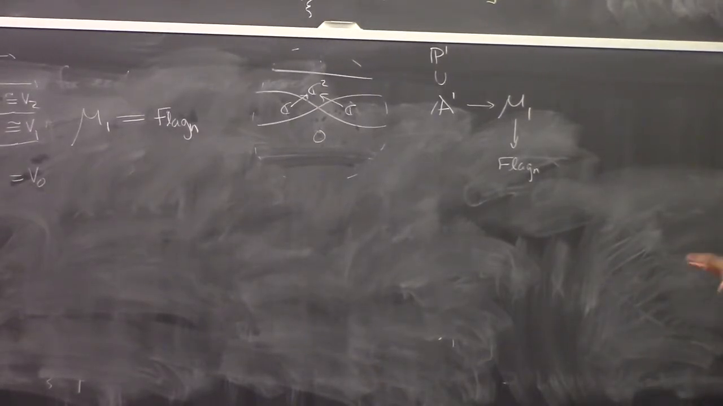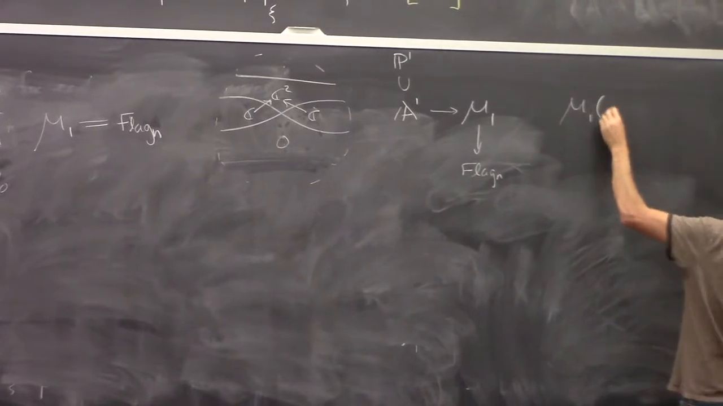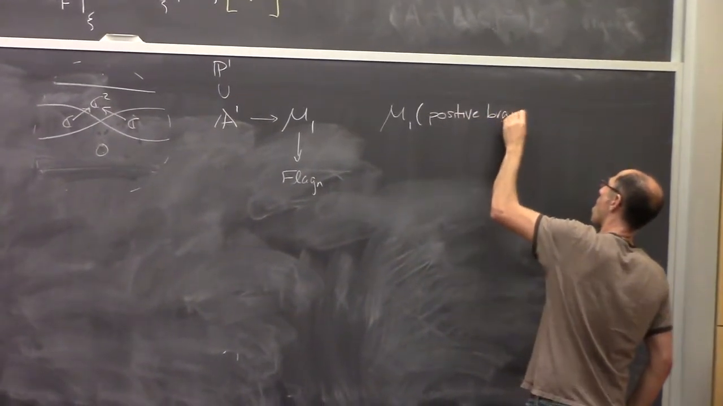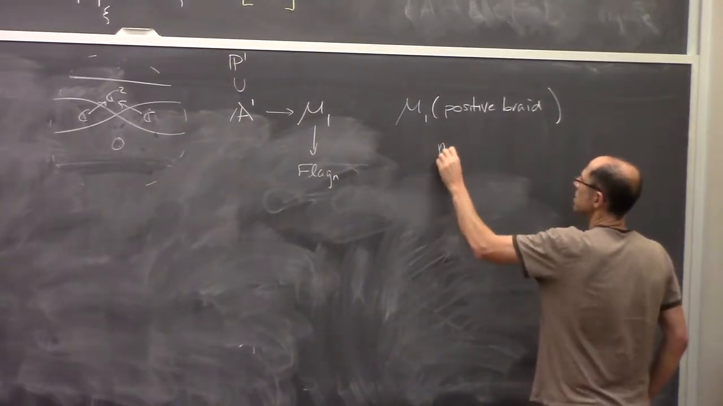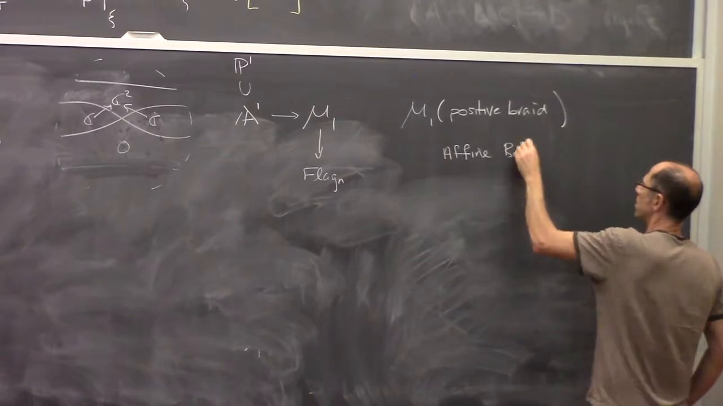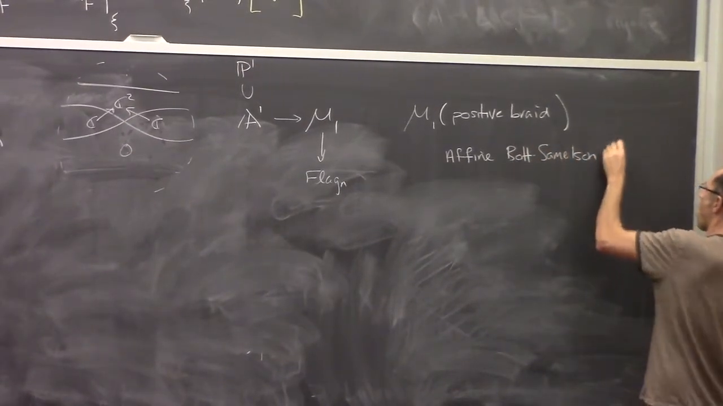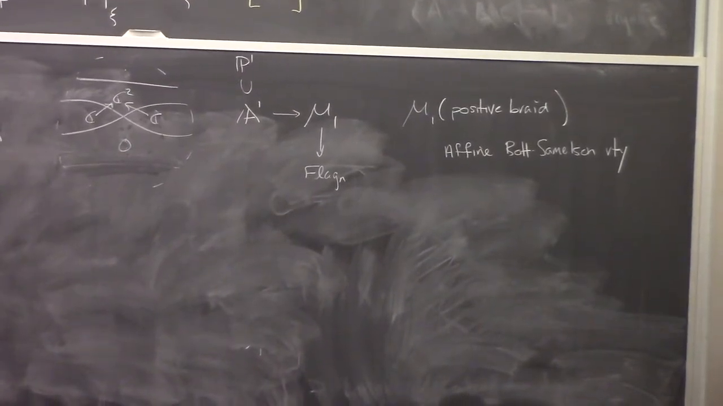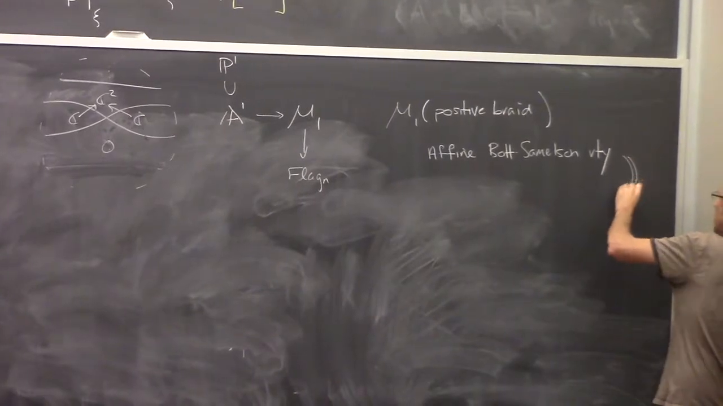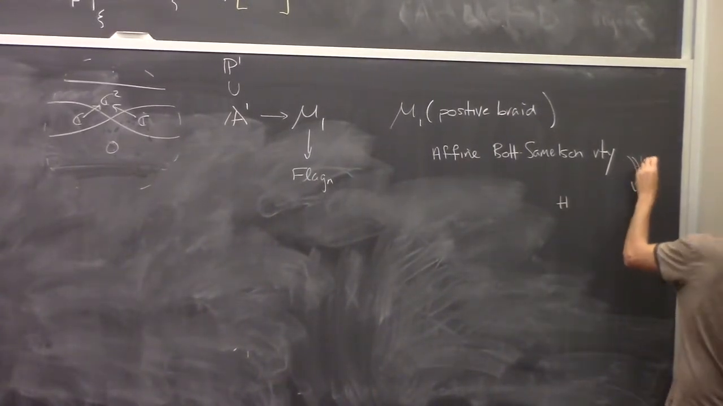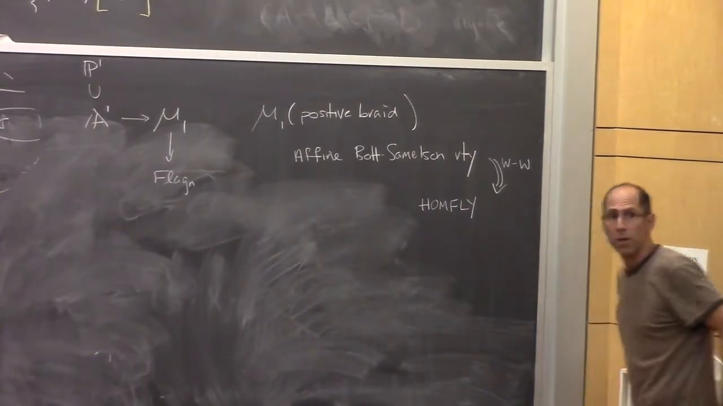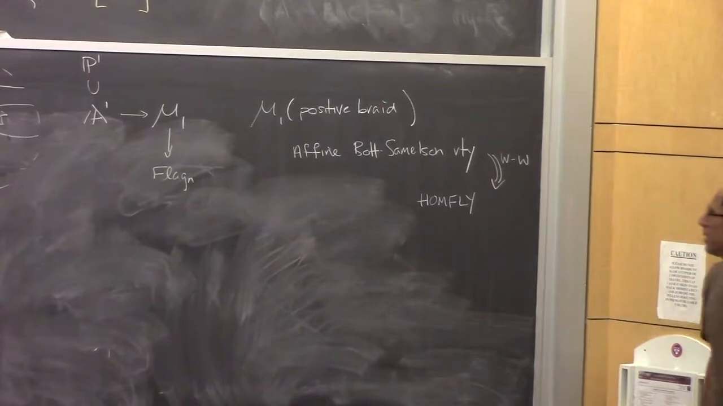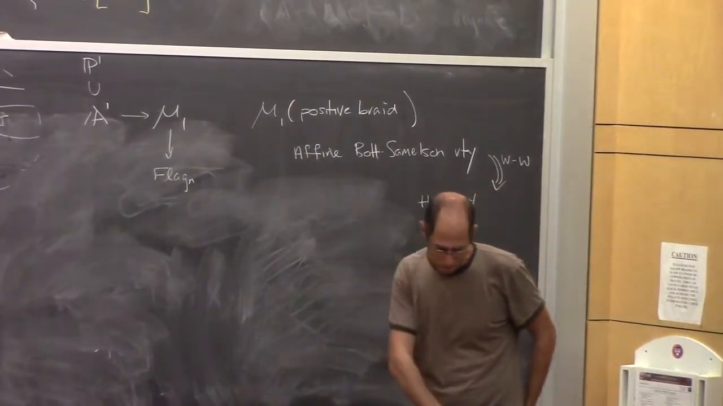And you can continue this by adding more crossings. You take a positive braid. You get an A1 bundle over A1 bundle over A1 bundle over some flag variety, and this is some affine version, some affine Bott-Samelson variety. And these are the varieties from which, for example, you can construct, this is work of Ben Webster and Geordie Williamson, the Khovanov-Rozansky homology of the braid closure of that knot. So just another example that these moduli spaces are interesting things to consider. Questions?